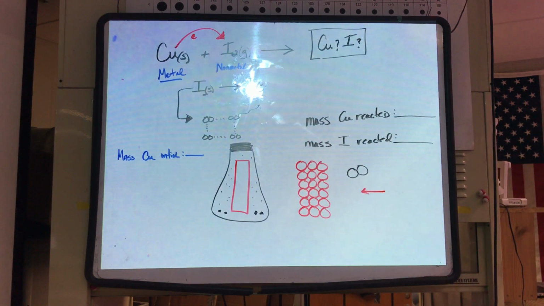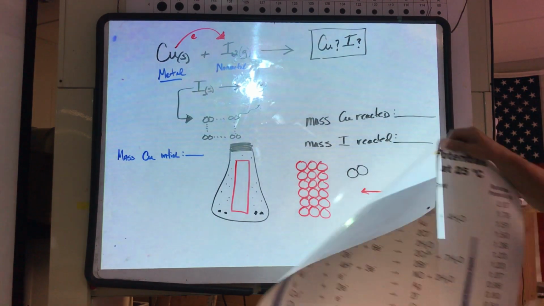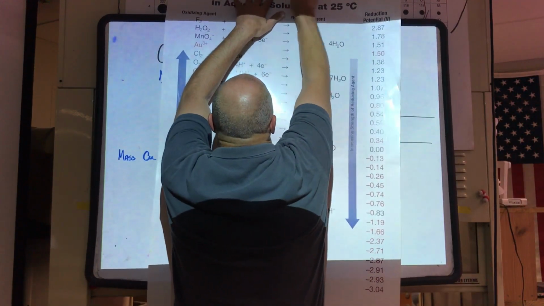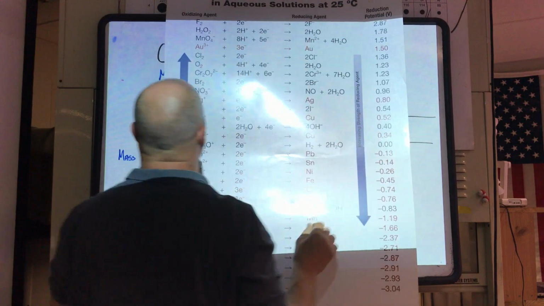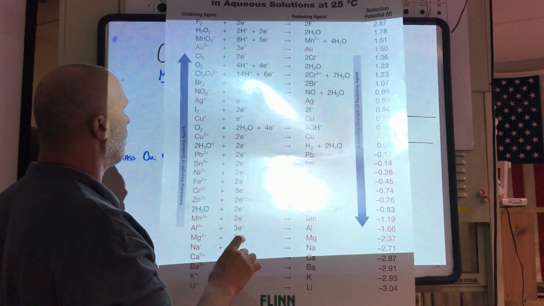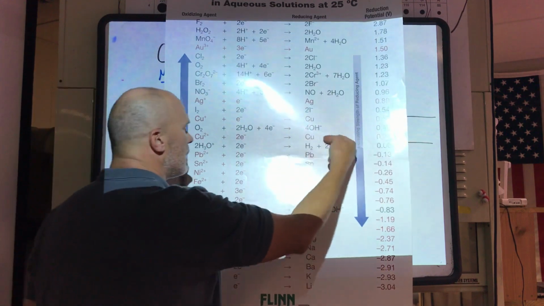So if we take our standard reduction potential table back out, and I've got a big one to look at, and we go find our copper, okay, here's copper.